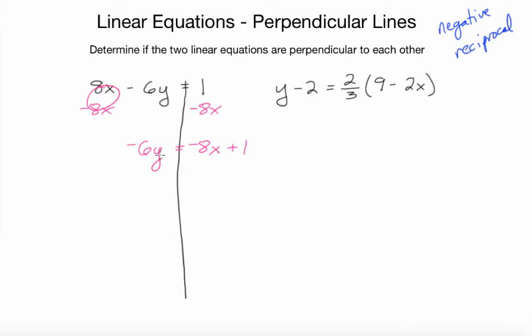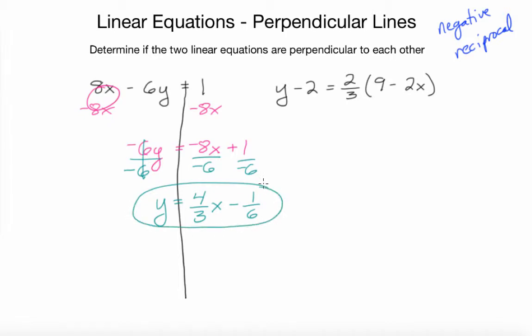Now I've got y times negative 6, so the opposite of that is to divide by negative 6. And I need to do it to everything on both sides. So negative 6 divided by negative 6 leaves me with just y by itself. Negative 8 over negative 6 reduces down; they're both negative, so it turns into a positive. And 8 over 6 reduces down to 4/3 x minus 1/6. Okay, there's the first equation rearranged. It has a slope of 4/3.